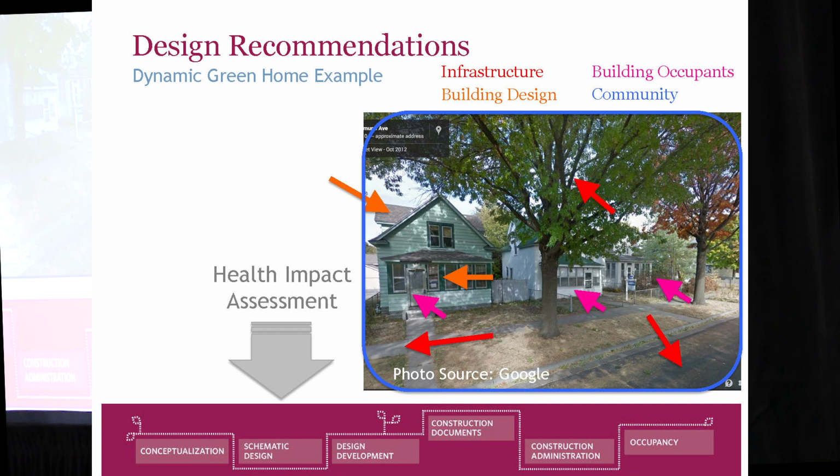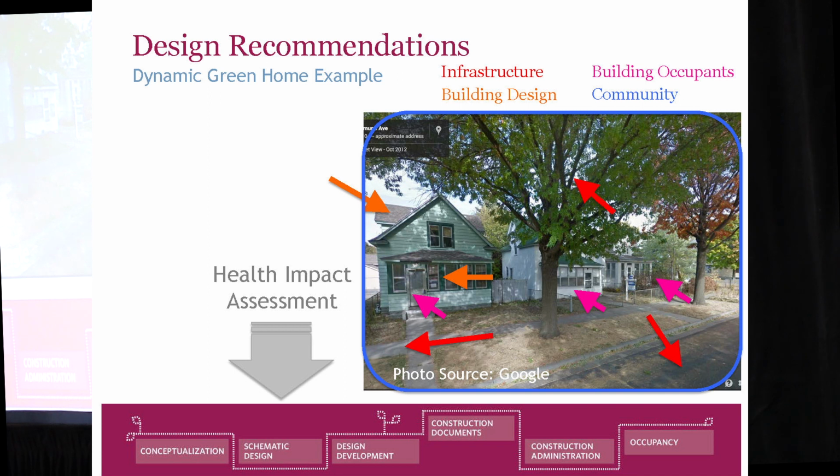Now, in terms of the building design, there are certain things that you can do to change the building design to mitigate some of those outdoor air pollutants. But at a larger scale, you can also talk to the city about mitigation measures like traffic calming or lowering the neighborhood speed limits or erecting pollution barriers, whether they be concrete or vegetative.